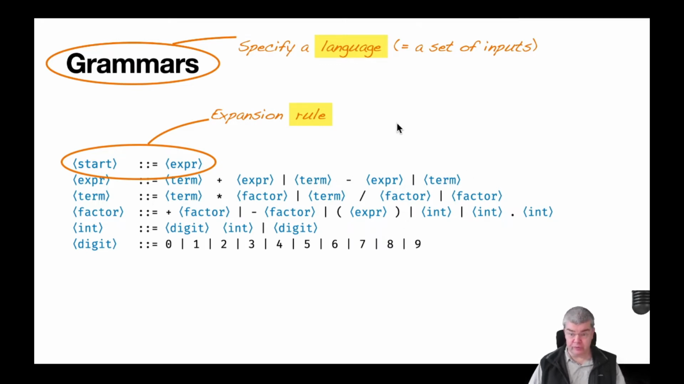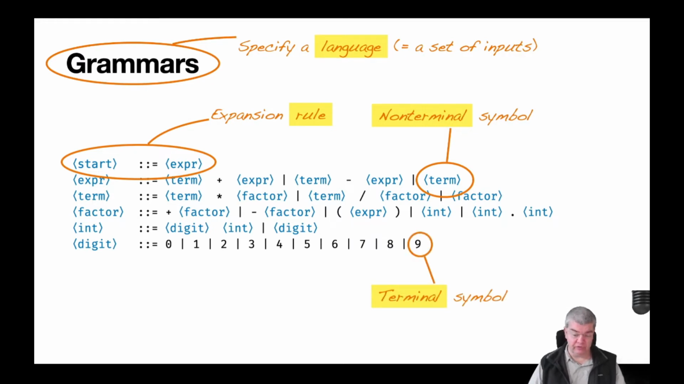In these rules, we do have two kinds of symbols. We do have non-terminal symbols, which are these in angle brackets. And we also have terminal symbols, which are here without angle brackets. These are symbols which are not expanded any further. So they end the expansion and therefore they're called terminals.